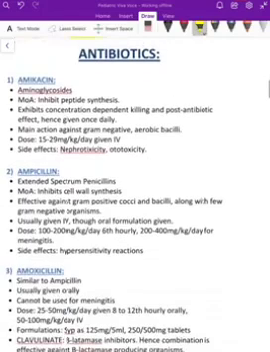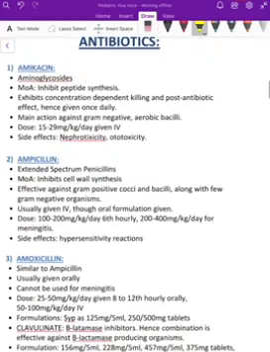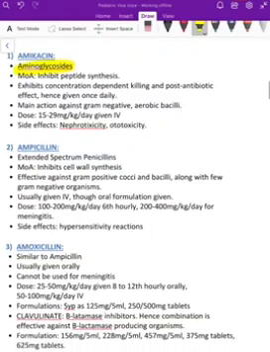Next, we will discuss a few of the common antibiotics that are used, as it's not possible to discuss all the antibiotics. First one will be amikacin. Which class of drugs does it belong to? It's an aminoglycoside. It inhibits protein synthesis.